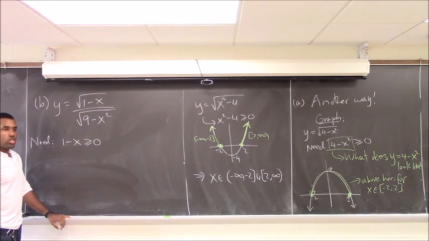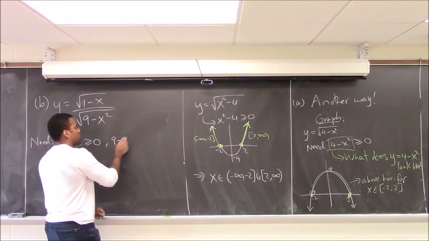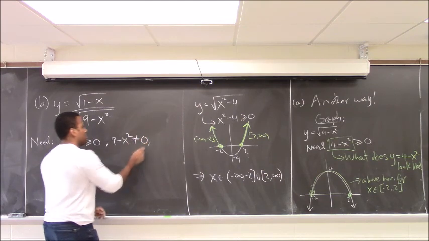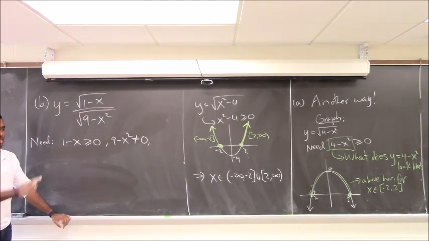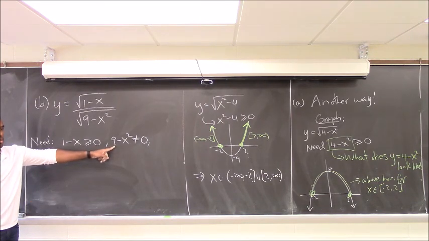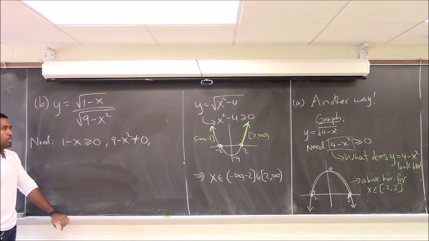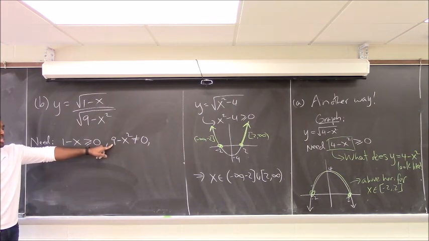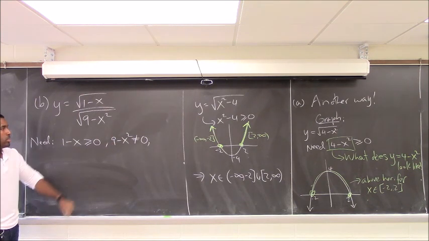Is there any other restrictions on this function? Yeah, the denominator cannot be 0. So we need 9 minus x squared to not be 0. Any other restrictions? Yeah, x can't be equal to 3. That's exactly the same as saying this, right? So if x is 3, this would be 0. So this automatically tells you x cannot be 3 or negative 3.